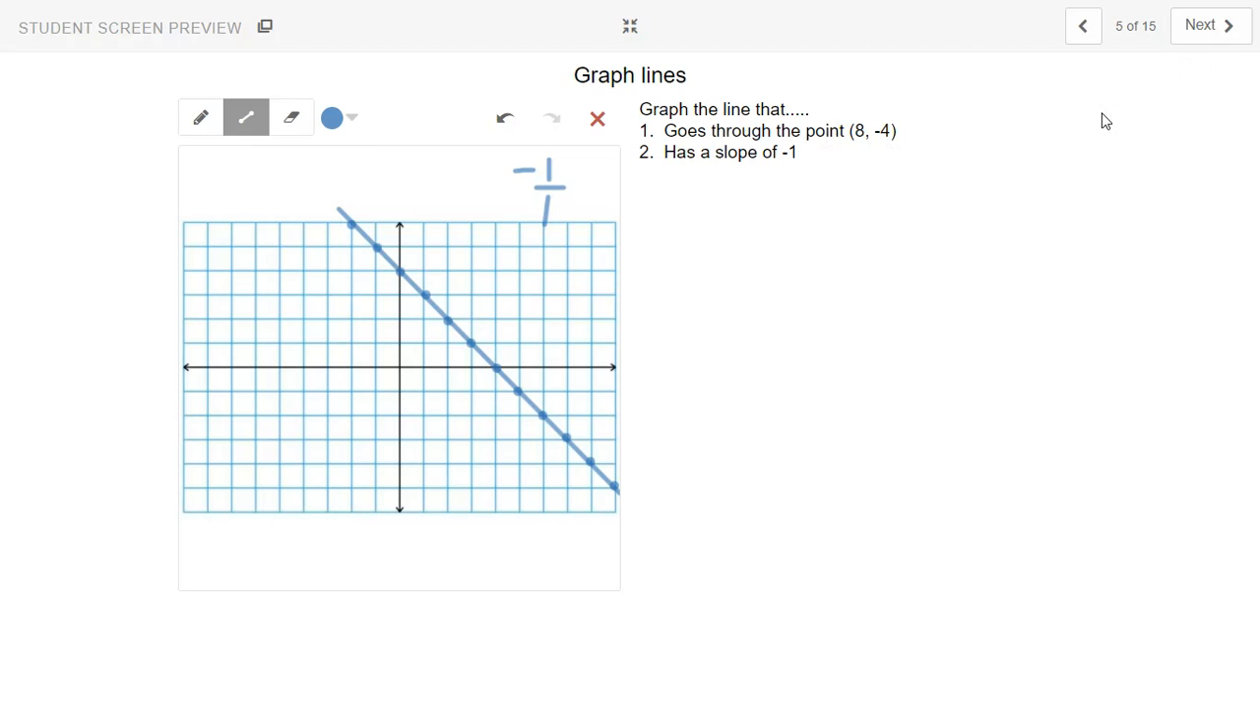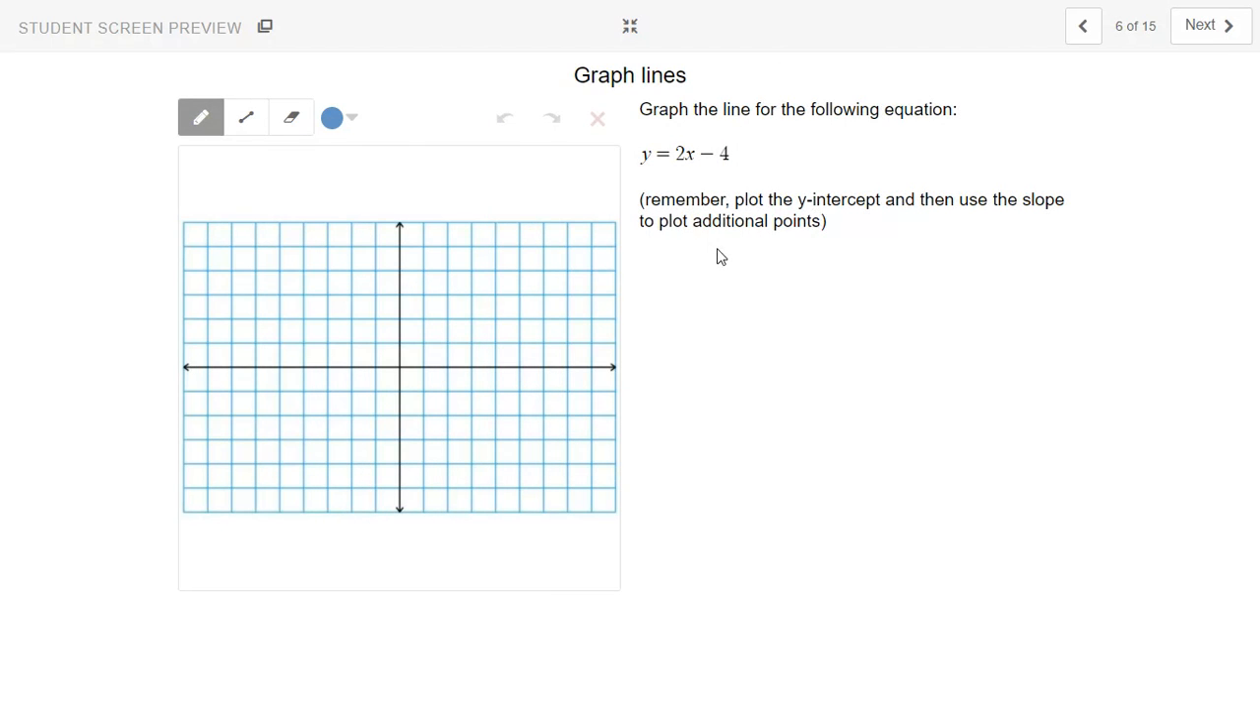All right, now we're switching gears, and we're going to be graphing things in slope-intercept form. Let's see how we do. Okay, this is very similar to what we were just doing. But the point is kind of hidden in here, and the slope's hidden in here. You guys know where it is. We know that that 2 is the slope, and this -4, that's going to be our y-intercept.